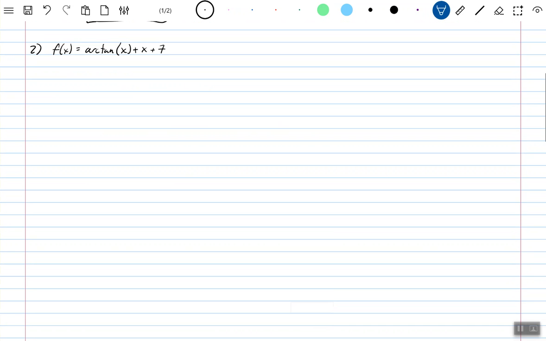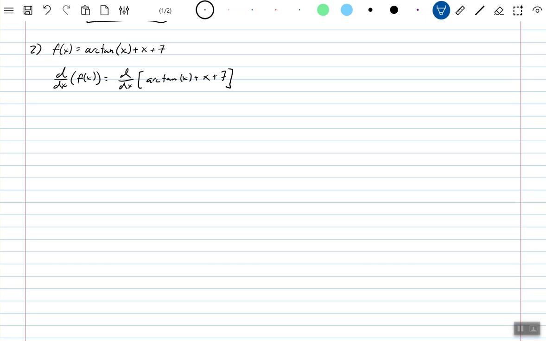All right, now let's look at this next problem. f of x is equal to arctan of x plus 7. Now this we wish to differentiate. So we want to find d/dx of f of x. Well, that's equal to d/dx of arctan of x plus 7. And then we're just going to take the derivative of this term by term.